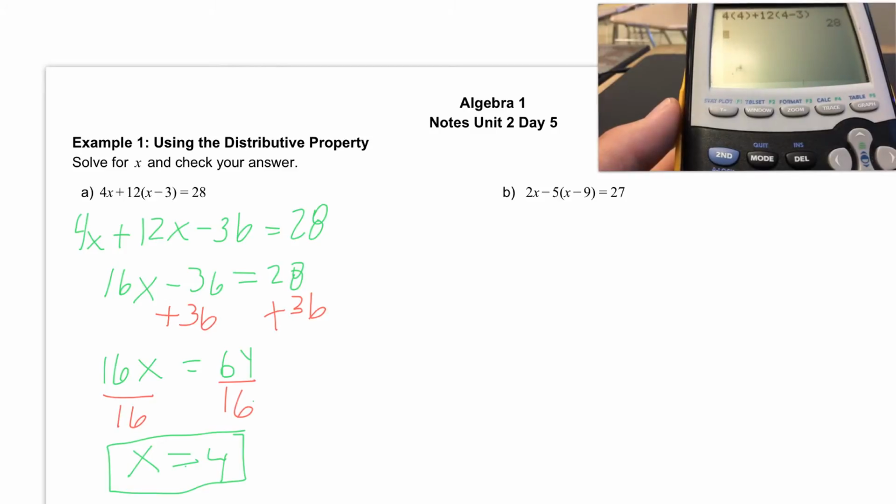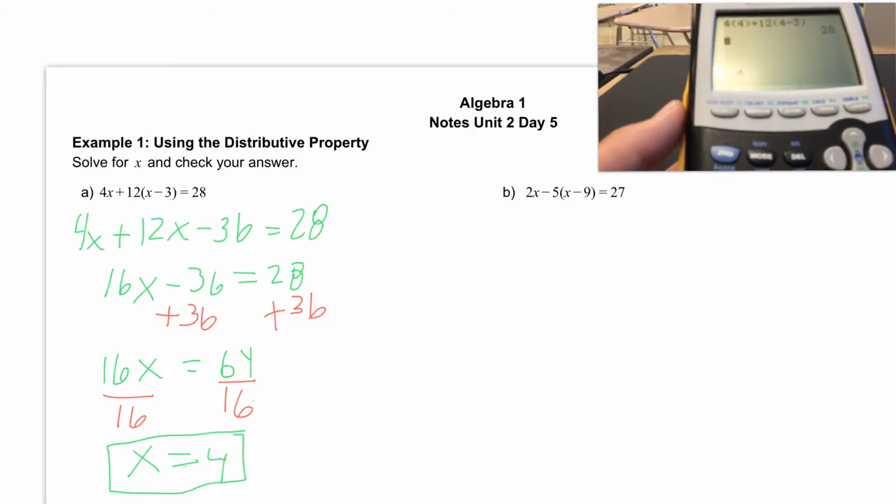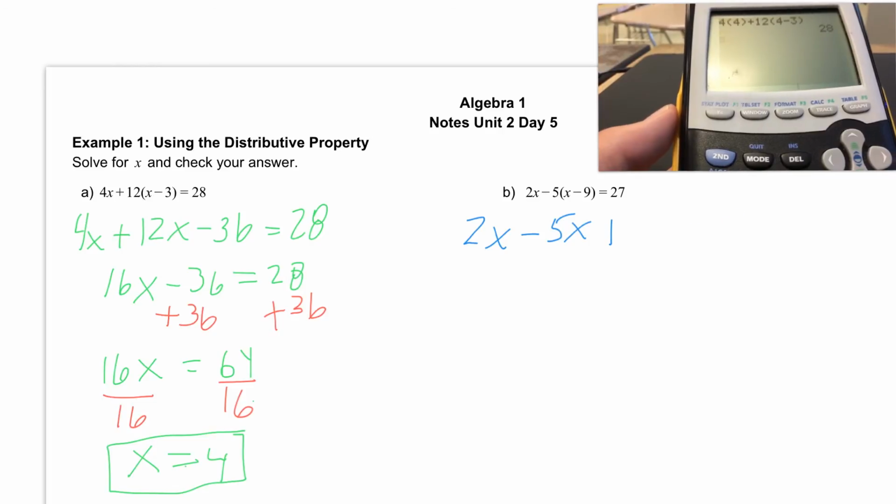Now I'm going to go ahead and take a look at letter B. Letter B, I have 2x minus 5 times x minus 9 equal to 27. So my very first thing to do is distribute. Now remember, this 5 has a negative in front of it, so I'm actually distributing a negative 5. So I get 2x minus 5x, and negative 5 times negative 9 will give me a positive 45, and that's equal to 27.